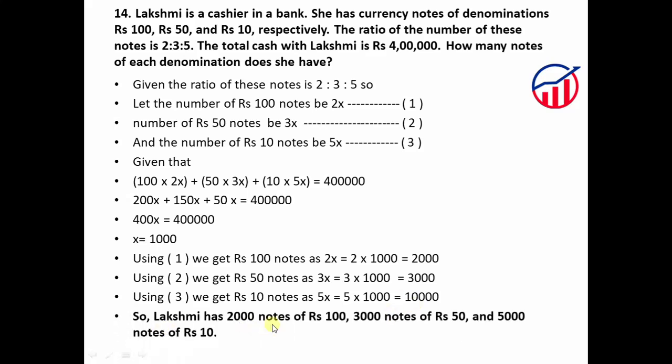So Lakshmi has 2000 notes of rupees 100, 3000 of rupees 50, and 5000 notes of rupees 10. You can see here it's written correctly; this was a typing error over here. This should be 5000, because 5 into 1000 is 5000.